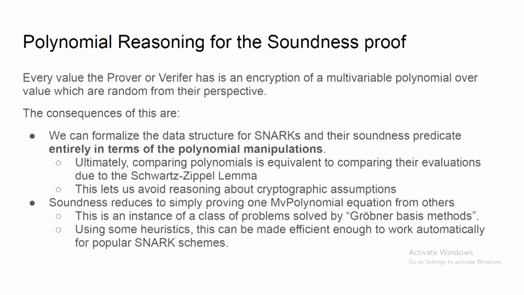And it's good that we only have to reason about polynomials because there's a further set of mathematical techniques called Gröbner basis methods, which basically allow you to take a list of polynomial equations and automatically determine if some further polynomial equation is true. These Gröbner basis methods are not necessarily always efficient, but I think what we've shown is that using some heuristics, they can be made efficient enough to work automatically for the popular SNARK schemes like Groth16 and various variants and predecessors of it.